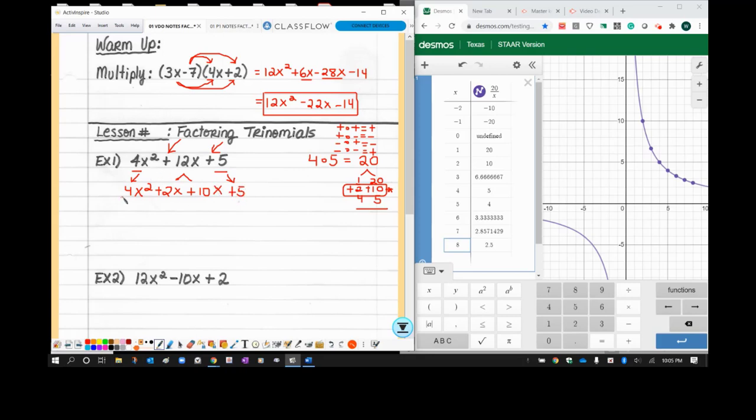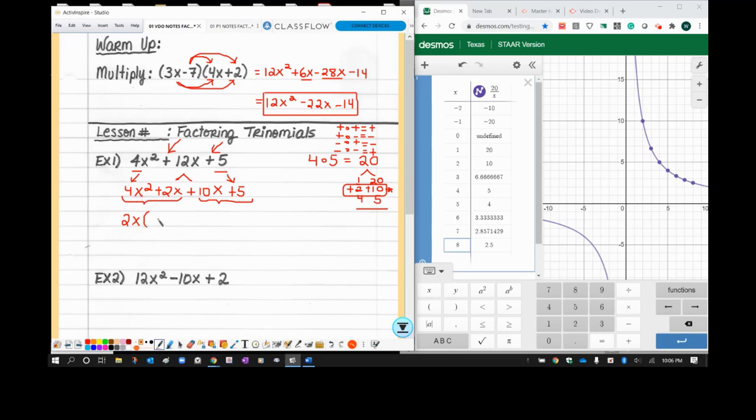And now that I have that, I'm going to separate these terms into pairs. And I'm going to look at each pair and ask myself, what is the biggest number that divides 4 and 2? In this case, it would be 2. And then looking at the x's, I'm trying to take out an x. I can only take out one x because this one has 2 and this one has 1. So the smallest number is 1. So that's how much I'm going to take out.